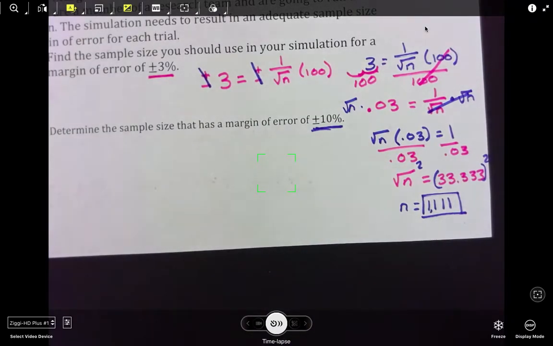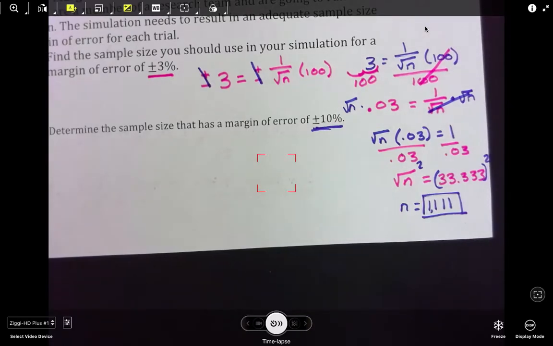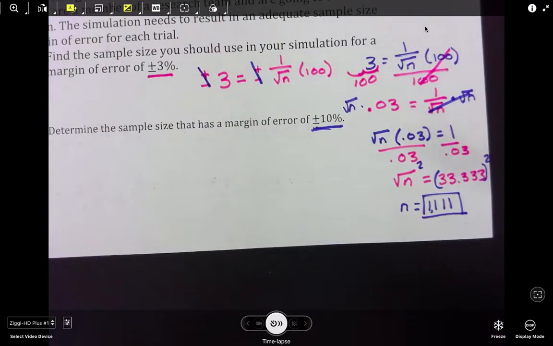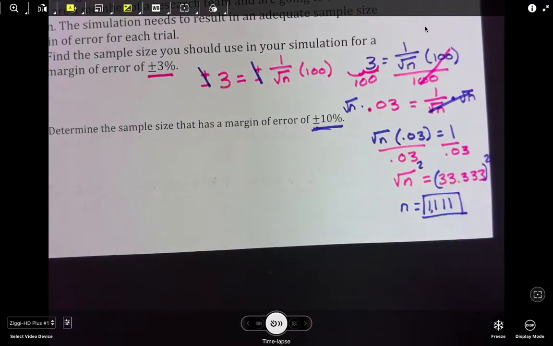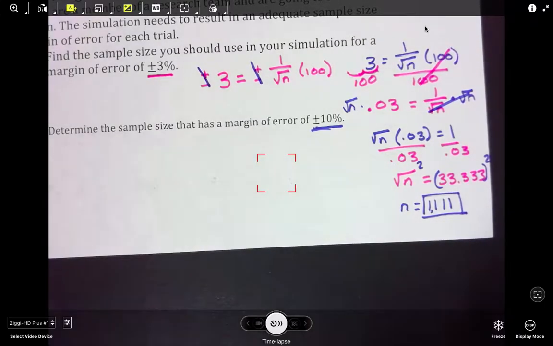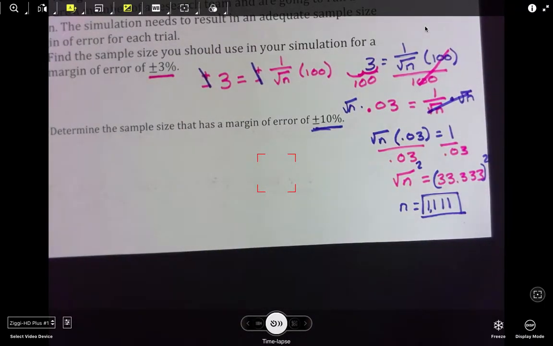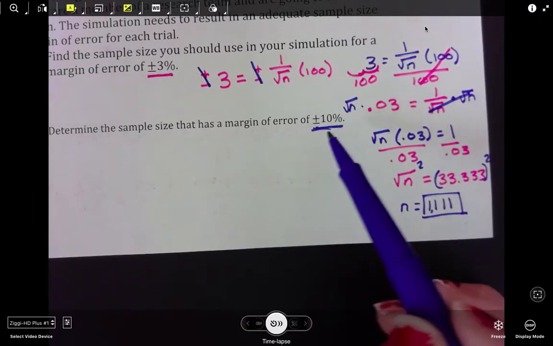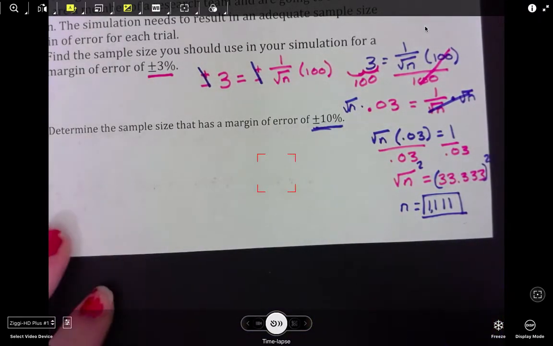Now think about what that's going to do to your sample size. If I don't care about my error, if my error can be as large as 10, I could probably do a pretty small sample size. The smaller your sample size, the more inaccurate your data is. So if my data can be inaccurate, then I can do a smaller sample size.